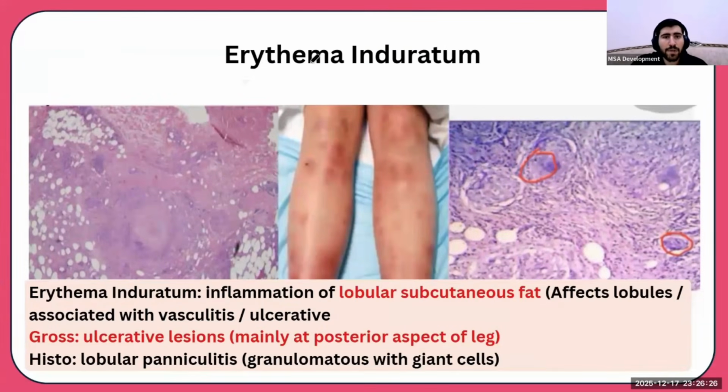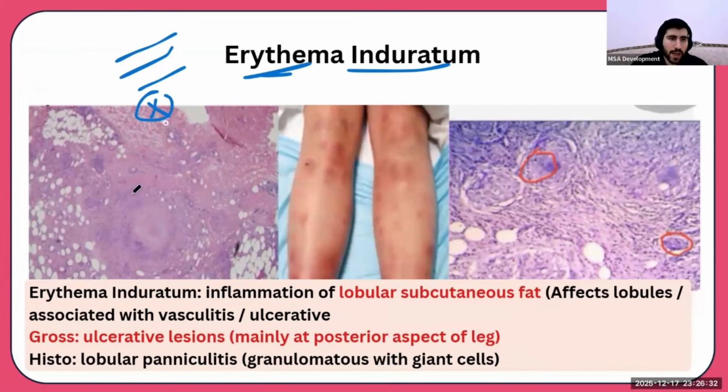On the other hand, we have erythema induratum. Erythema induratum is inflammation of the lobular fat. Okay, so normally we have the septum and here the lobules. In erythema nodosum, it's just the septums. In induratum, the lobules are inflamed.